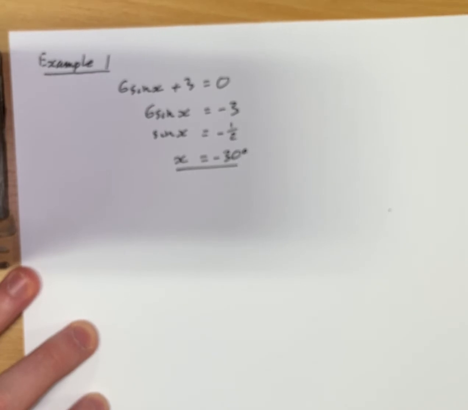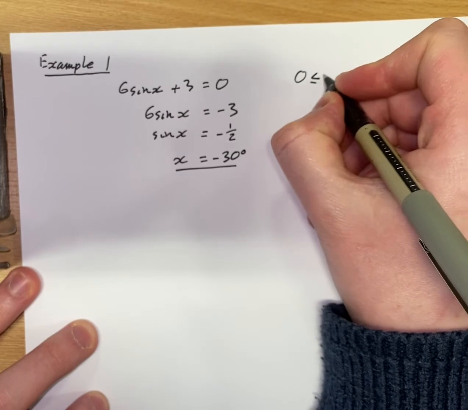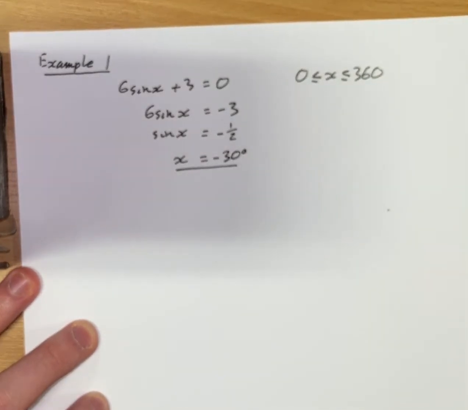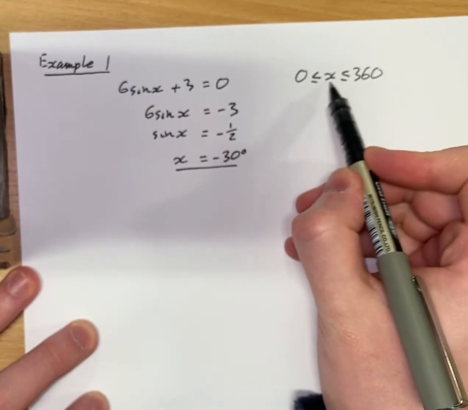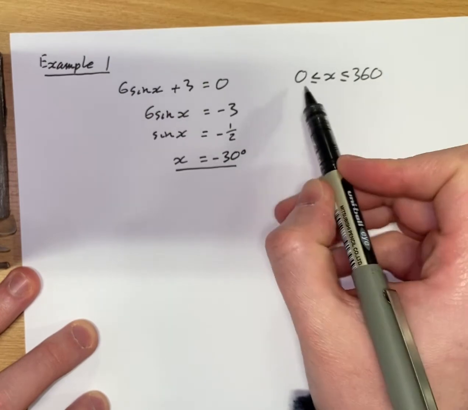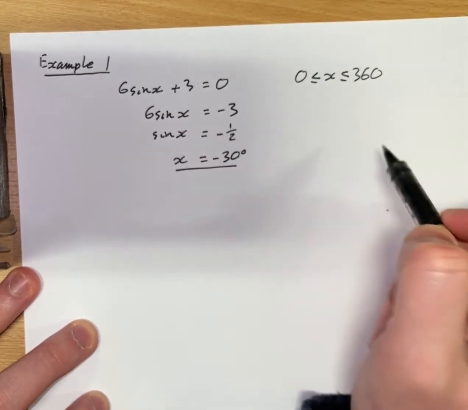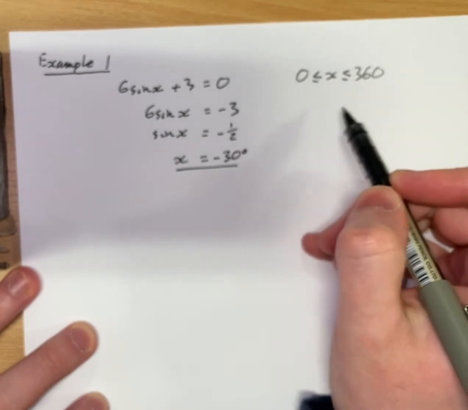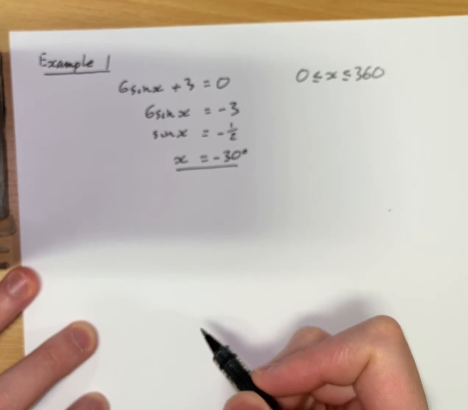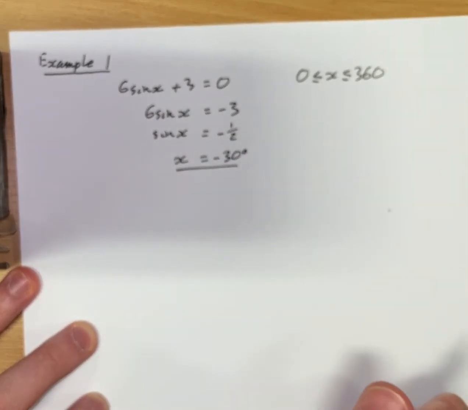Now that could be fine. However, what you will often see as part of your question is this little caveat at the side. What this means is that whatever values for x we have, they need to be between 0 and 360. 0 has to be less than or equal to x, which has to be less than or equal to 360. So for this one, this negative 30 is no use. It's below 0, it's outwith the series of values that we're allowed.